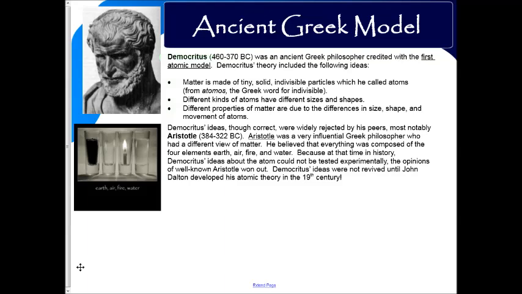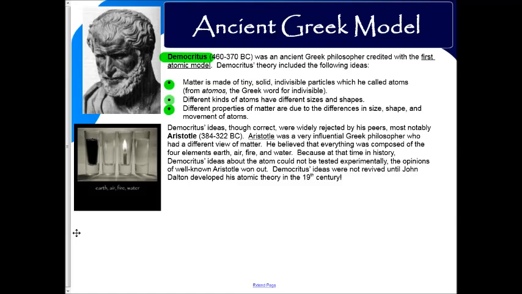Now, the first person to come up with the idea for an atomic model was a guy named Democritus. Democritus was an ancient Greek philosopher, and his theory included the following ideas. First, matter is made of tiny, solid, indivisible particles, which he called atoms, coming from the word atomos, the Greek word for indivisible. Different kinds of atoms have different sizes and shapes, and different properties of matter are due to the differences in size, shape, and movement of those atoms.